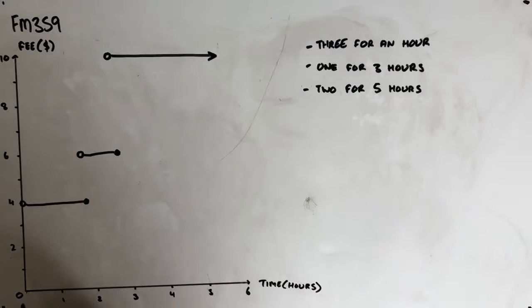This question reads, a public pool charges customers to use their lockers. The fee for use of a locker in dollars based on hours of use is shown in the step graph below, and then we're given a step graph that looks like this one.